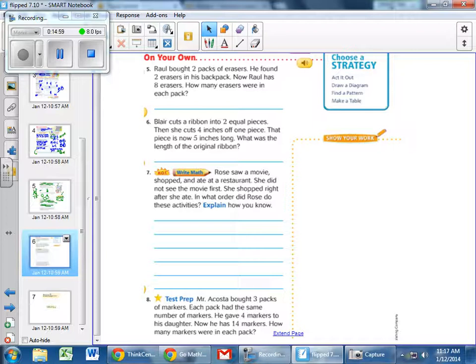It says choose a strategy. You can act it out. You can draw a diagram. You can find a pattern, or you could make a table. Okay, so you're going to use those strategies in order to complete this page. Those are all the strategies that they have taught you in this chapter. Okay, so you have a couple of problems there.